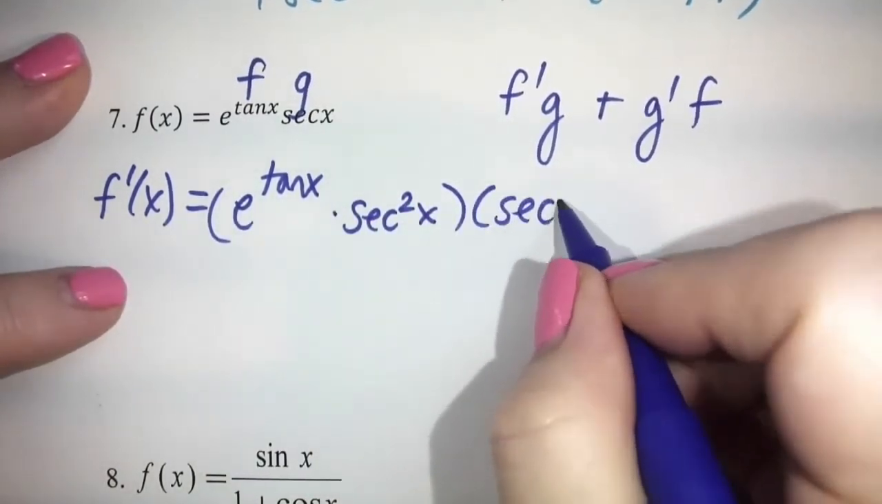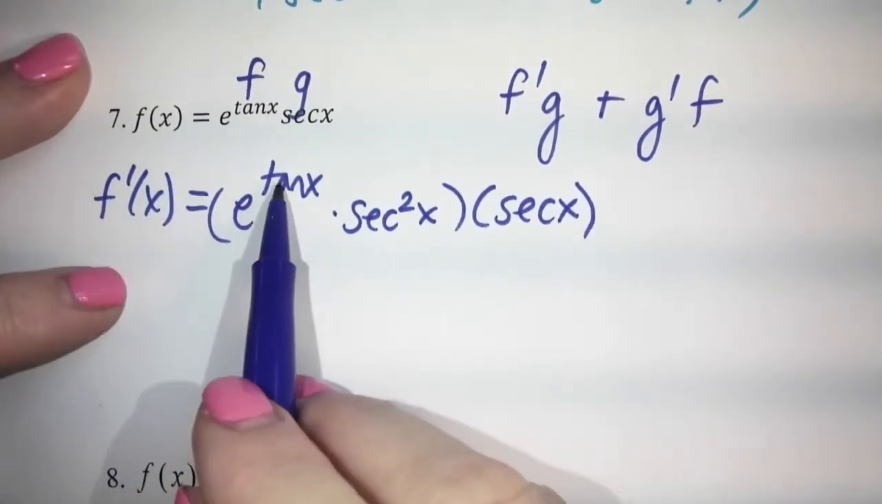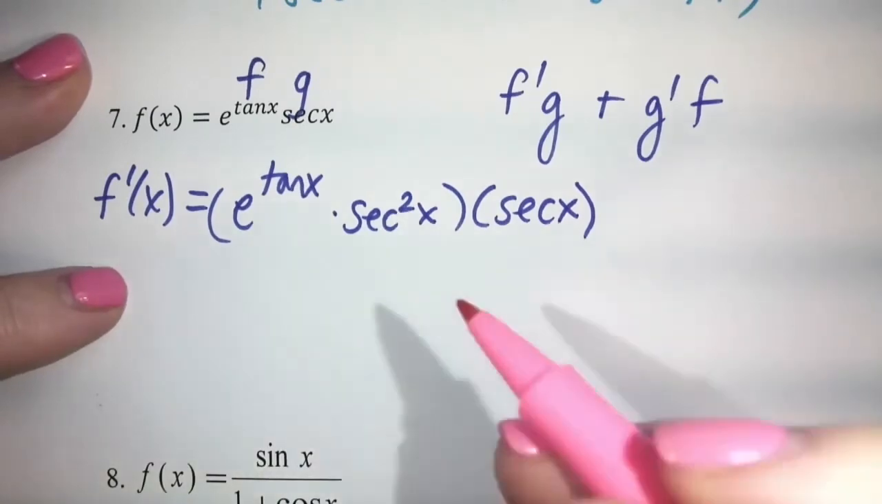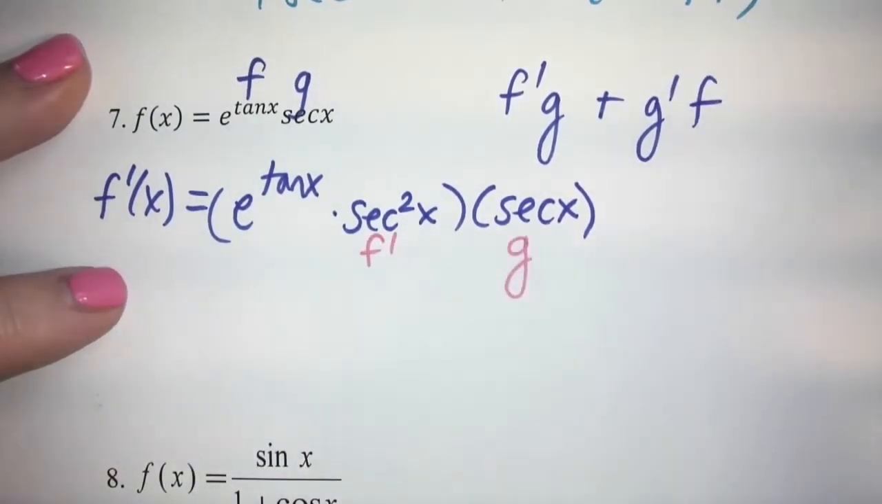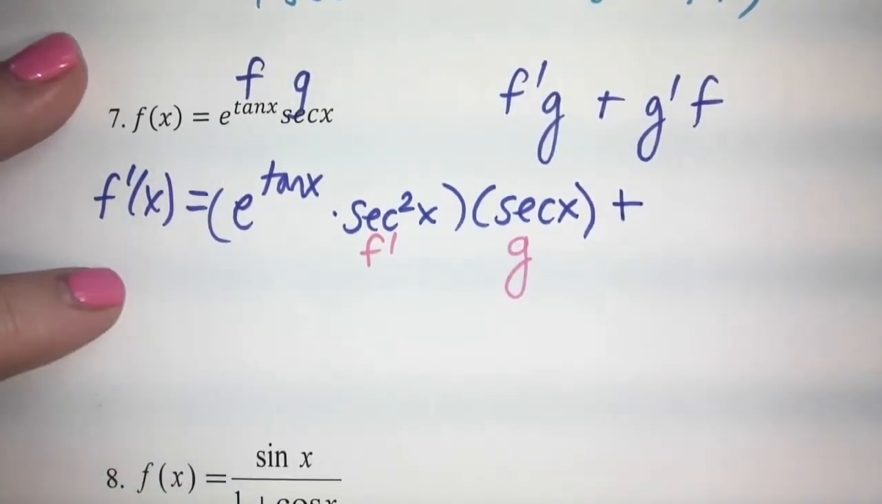Then times g. So again, the derivative of e to the tan x is e to the tan x times the derivative of tan x, which is sec squared. So that's f prime times the second, which is g, plus now the derivative of g, the derivative of the second.